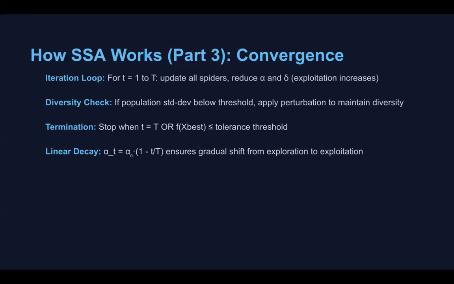Termination condition: the algorithm stops when one of the following is true, like the maximum iteration T is reached, or the global best solution is reached. Linear decay of alpha: the algorithm reduces alpha linearly using alpha equals alpha0 times (1 minus t/T). As t increases, alpha decreases smoothly.